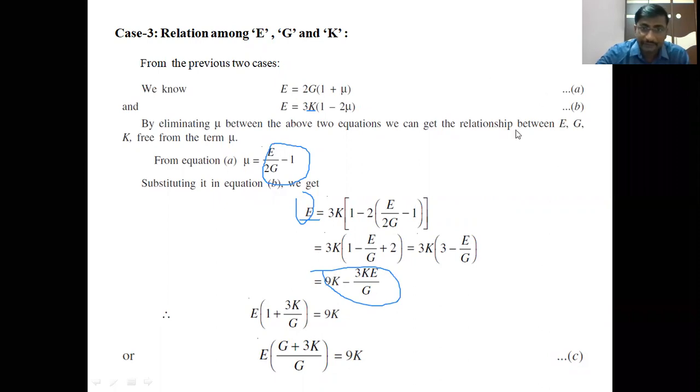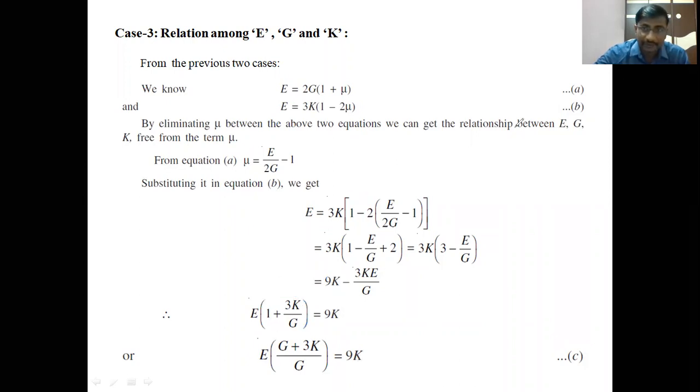So from this equation, 9k is equal to E plus 3kE by G. 9k is equal to E plus 3kE by G. E can be taken as common. E into 1 plus 3k by G remains in the left hand side, equal to 9k. From this, E equals, if we take the LCM among these two parameters, G is the LCM, then the equation becomes G plus 3k, E into G plus 3k is equal to 9kG.